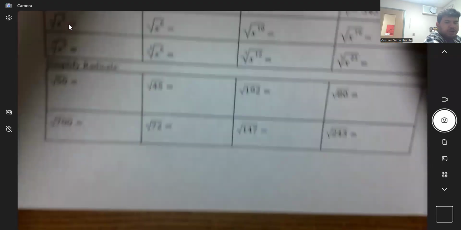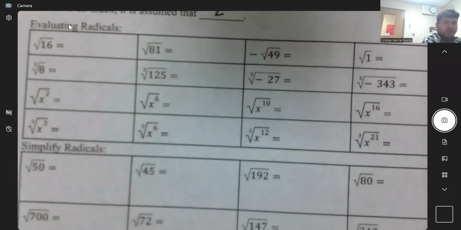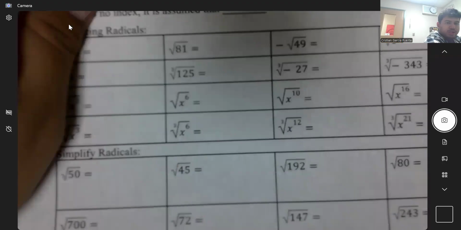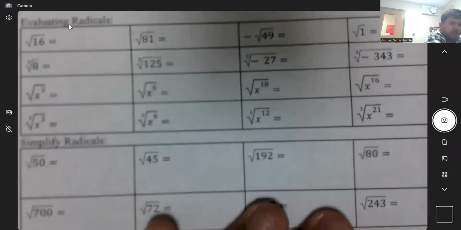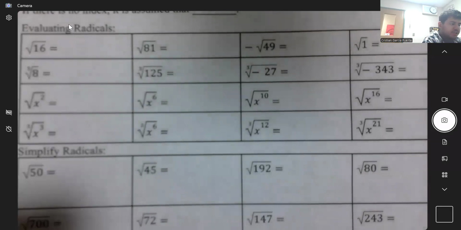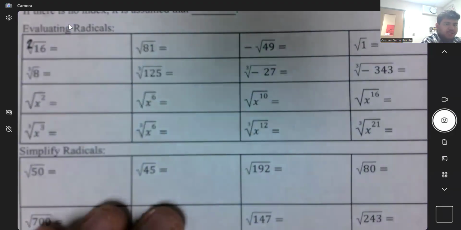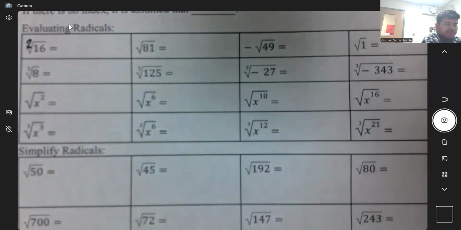So what you're gonna do is the same thing, but now you're just finding out what they are. You could do this in two different ways. The first way is you could look at your list. Since there's no index, you pretend there's a 2 right there. First, look at where there's a 16. Where is it on your list?